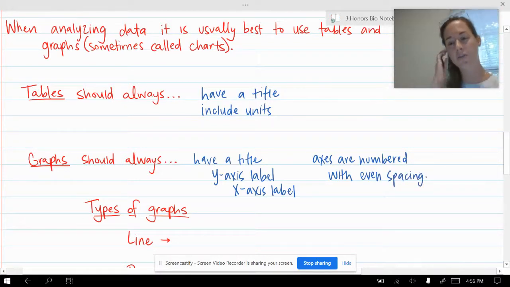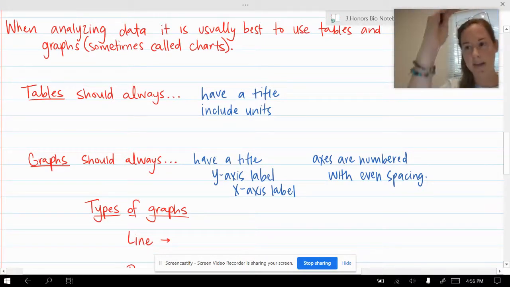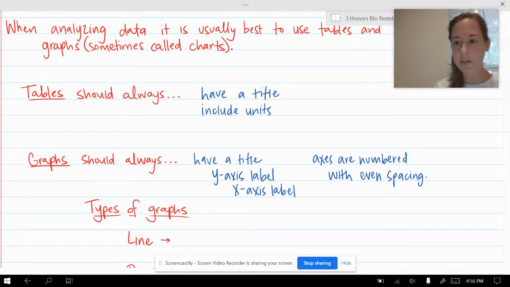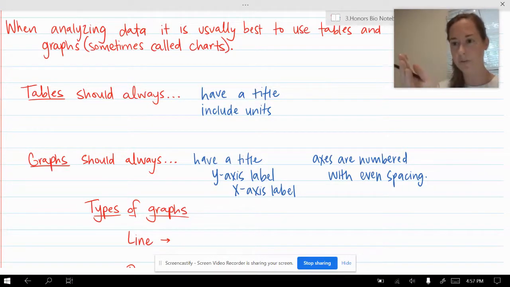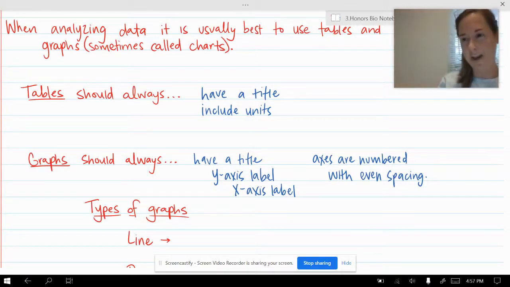So whatever your sort of interval is going to be as you go up the axis or go across the axis, you want to make sure it stays the same. So if you're going to count by threes, you count by threes the whole time. You always put the same number of boxes in between your different intervals. So you can't be like, all right, I'm going to count by ones and then I'm going to switch over and I'm going to start counting by tens.